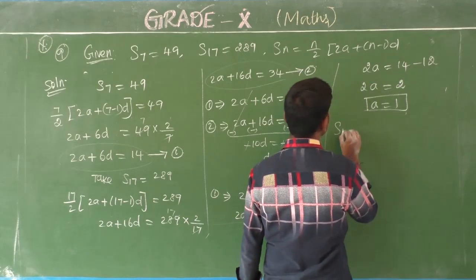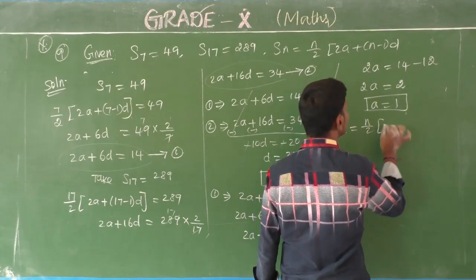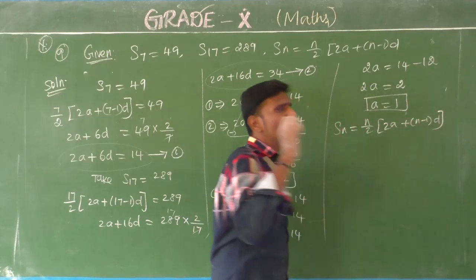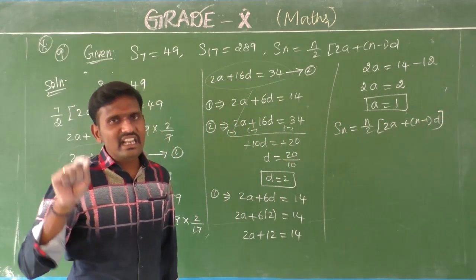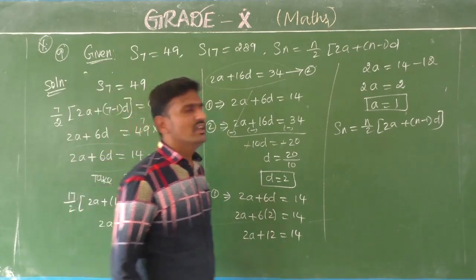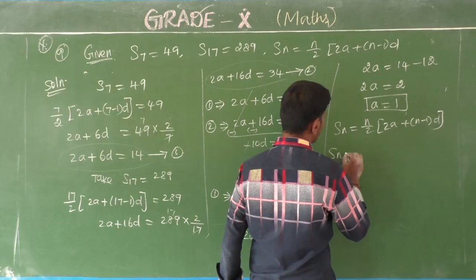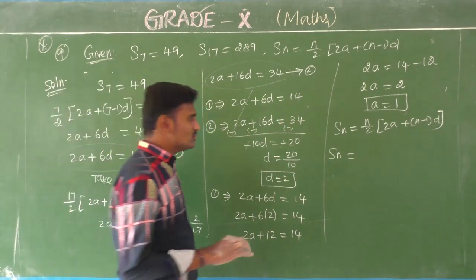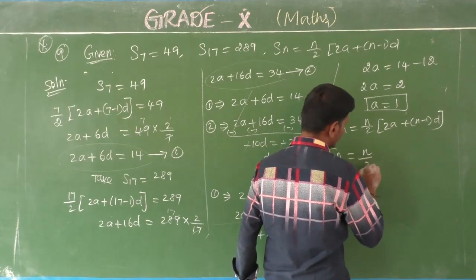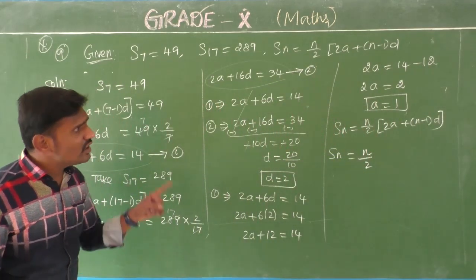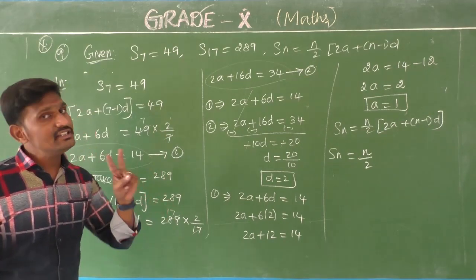So again I am using the same formula here. Sn equal to n by 2 into 2a plus n minus 1 d. See, for each and every sum, one time is enough to write the formula. Again we don't want to write it. Okay. So for the substitution purpose I am giving it now. Sn equal to n, you don't know n, so substitute n equal to n. So n by 2 into. So you have the value of a as 1 and d as 2.